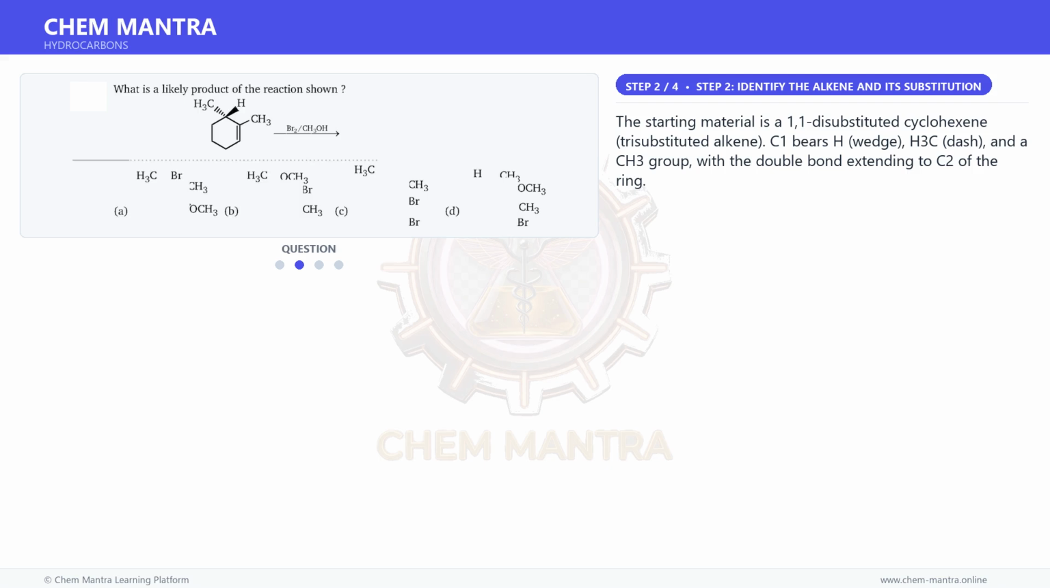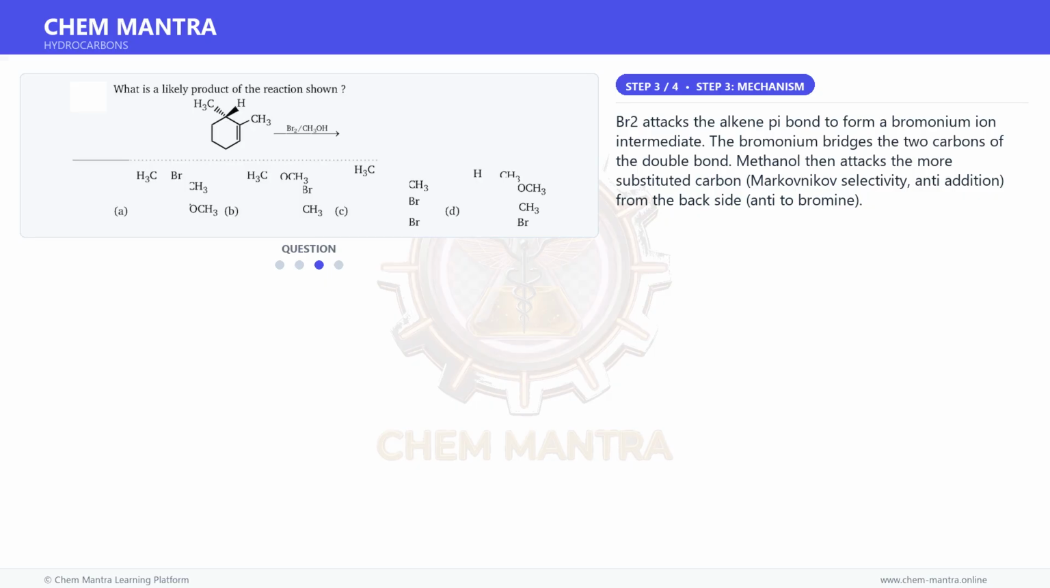Moving on to the next step. The starting material is a 1,1-disubstituted cyclohexene, a trisubstituted alkene. C1 bears H on a wedge, H3C on a dash, and a CH3 group, with the double bond extending to C2 of the ring.